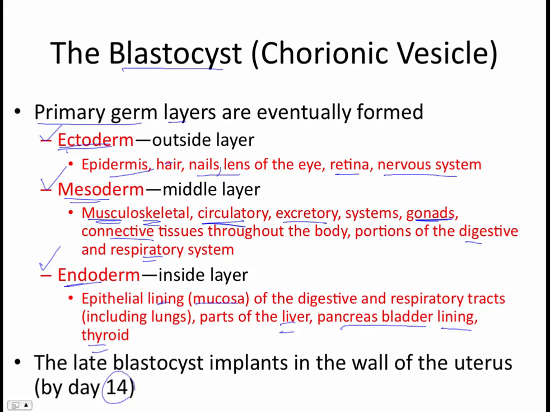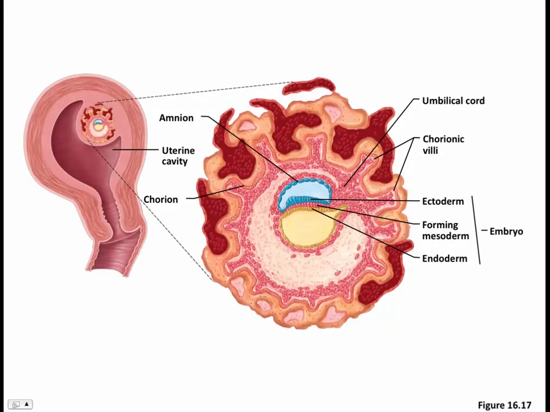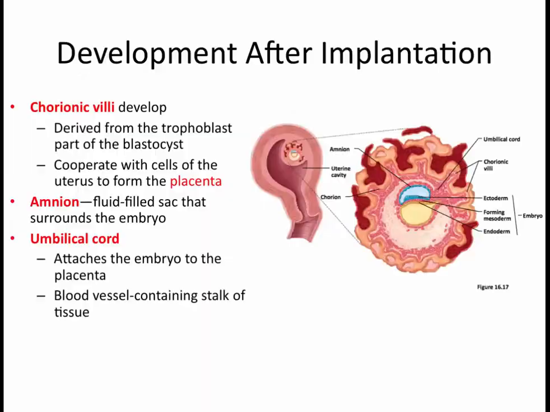By day 14 after that fertilization, our blastocyst will implant into that uterus. Here's an illustration of those three primary germ layers, the ectoderm in blue, mesoderm in red, and the endoderm in yellow. And it's a good idea to, once again, go over these primary germ layers and what they give rise to.